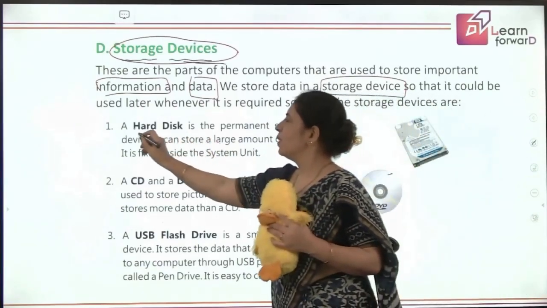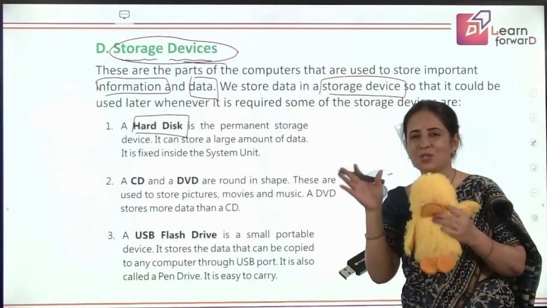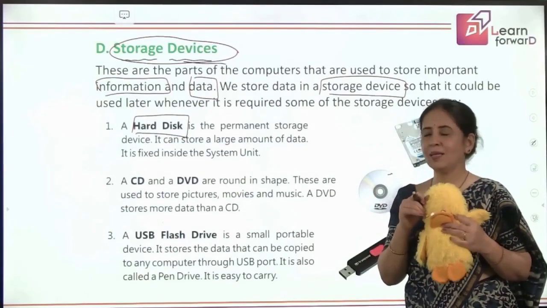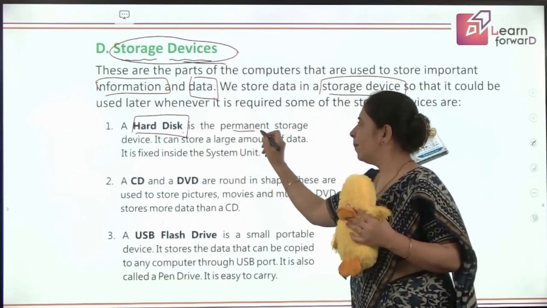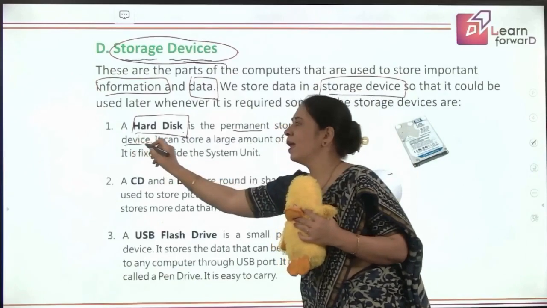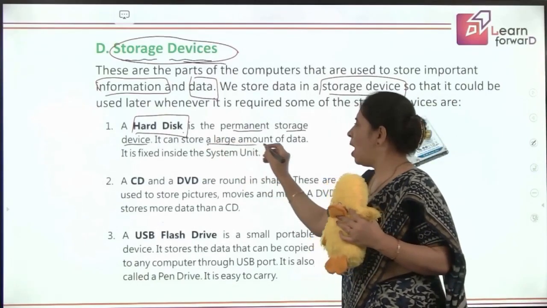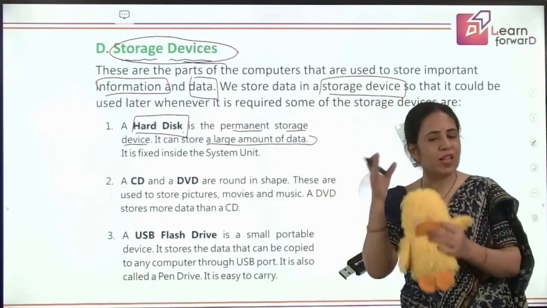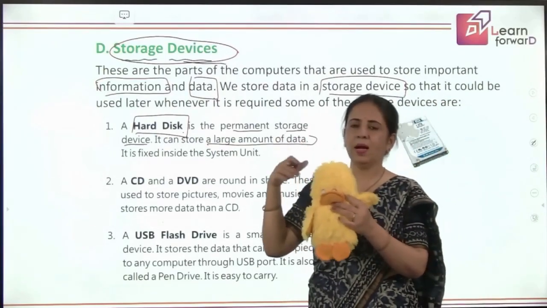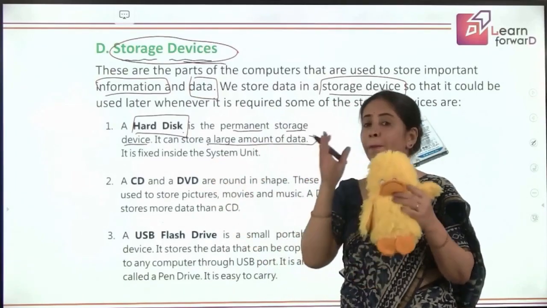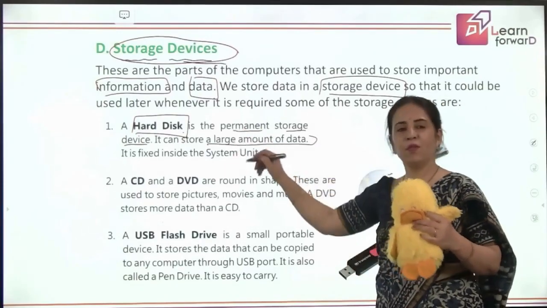So let's begin with the very important storage device that is permanently attached to your computer. What do you call it? Yes, it is hard disk. Hard disk is a permanent storage device attached to every computer. Okay? It could store a large amount of data and it is a fixed part of your system unit. Though we also have one like hard disk which could be attached to your computer, every computer contains a fixed hard disk inside every system.